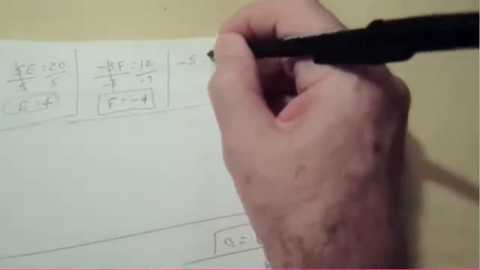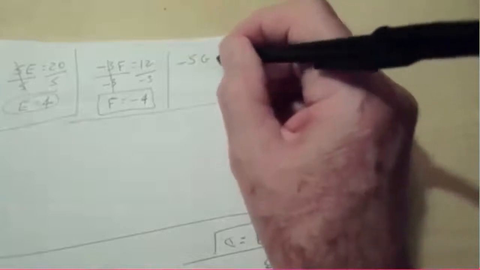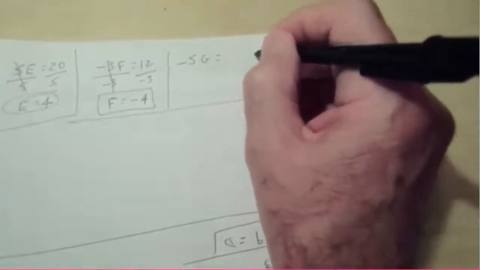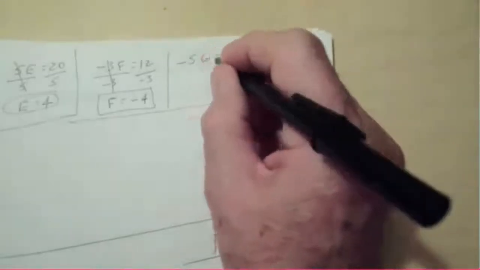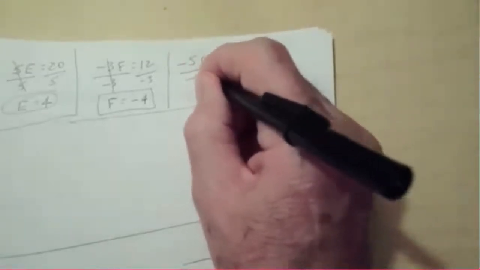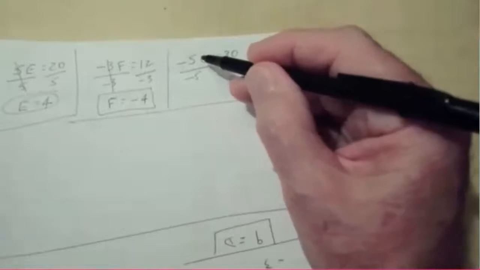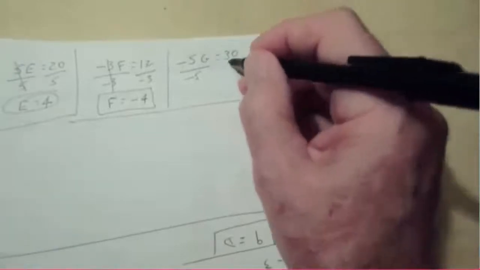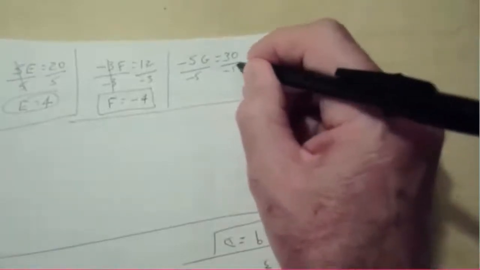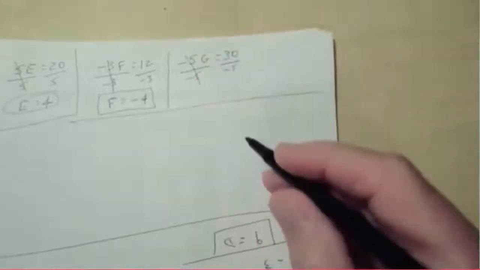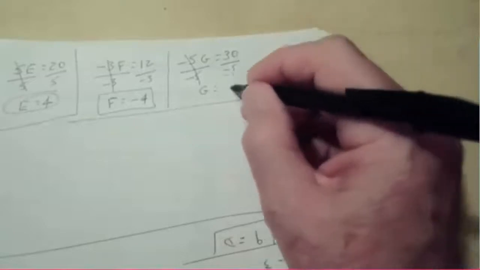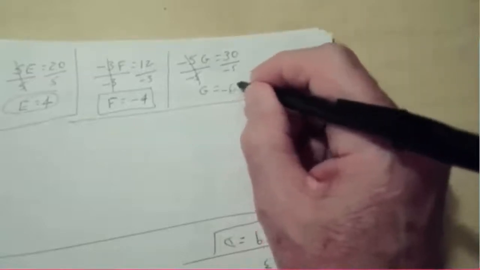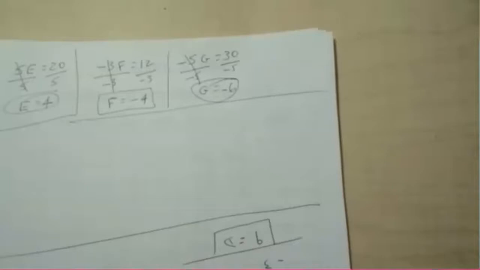Negative 5g equals 30. Again, we're going to divide by negative 5 because we want to know what positive g is, not negative. Divided by negative 5. Negative 5 divided by negative 5 is positive 1. So g, and positive divided by negative is a negative, what is that, negative 6? Something like that. Okay?